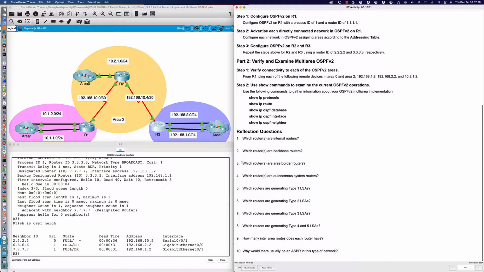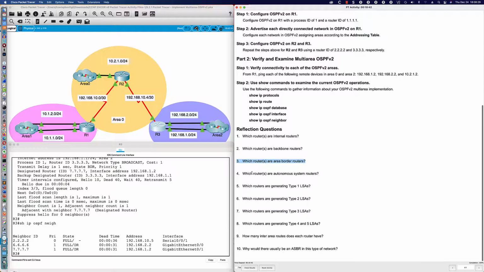And now let's talk about question number 3. Which routers are area border routers? And the area border routers are kind of obvious here. From looking at our diagram, we can tell that the ABRs are the router 1 and router 3 nodes, because they are on the border: router 1 of area 1 and area 0, and router 3 is on the border of area 2 and area 0. So that's the first 3 questions.